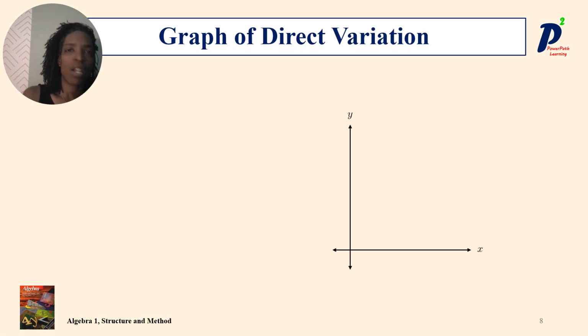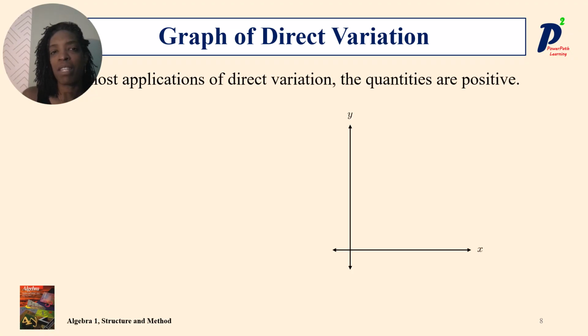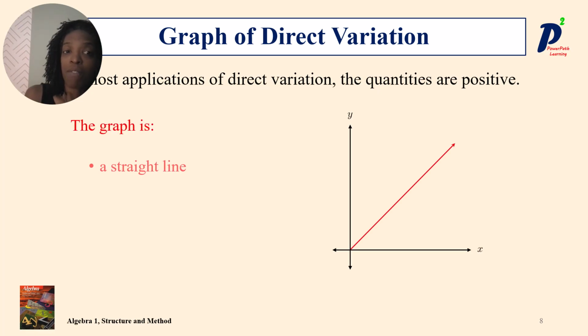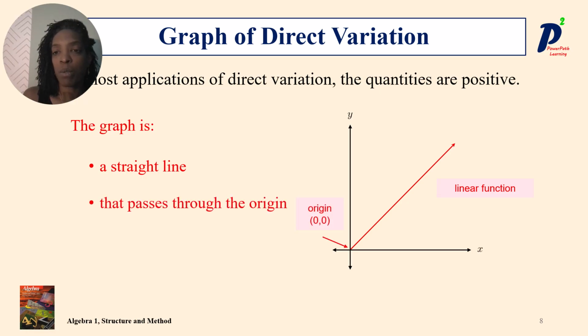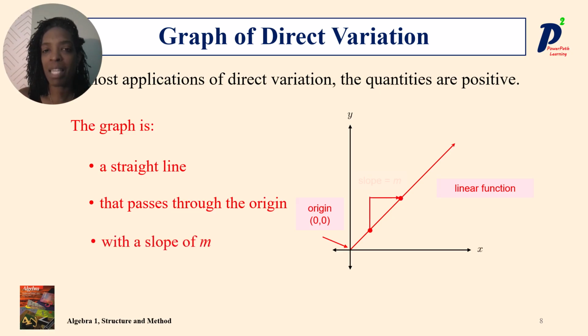Look at the graph of two quantities with direct variation. Most of the time, the quantities are positive, so the graph is in the first quadrant. It's also a linear function, so the graph is always a straight line. Now, when x equals 0, y equals 0. So this always passes through the origin. And the constant of variation, m, is the slope of the line.